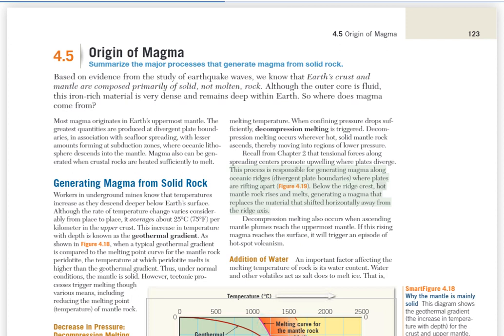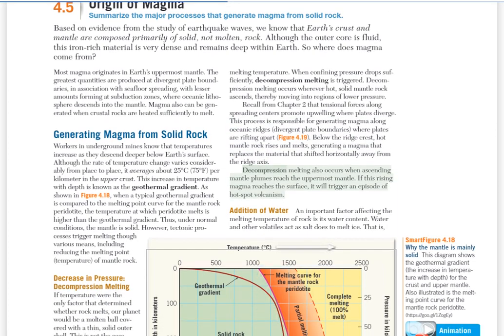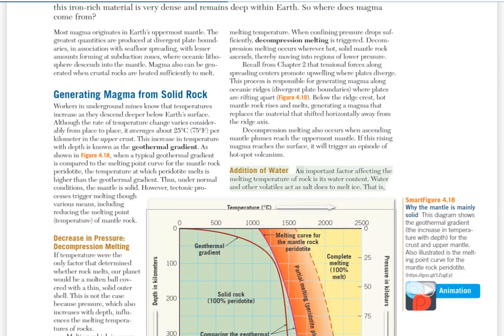Below the ridge crest, hot mantle rock rises and melts, generating a magma that replaces the material that shifted horizontally away from the ridge axis. Decompression melting also occurs when ascending mantle plumes reach the uppermost mantle. If this rising magma reaches the surface, it will trigger an episode of hotspot volcanism. Addition of water. An important factor affecting the melting temperature of rock is its water content. Water and other volatiles act as salt does to melt ice.